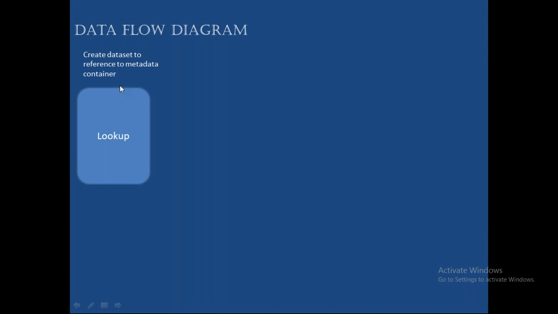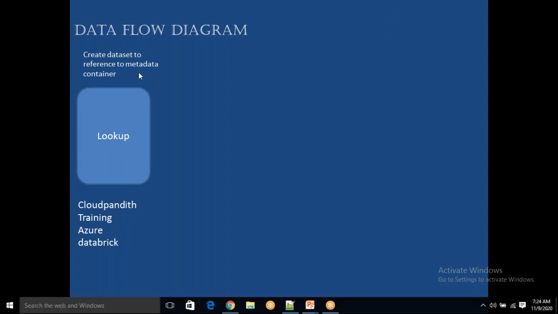Once I read that particular file, it will return these things: Cloud Pandit, training, Azure, Databricks. So these are the 4 container names. These are not some random words. These are the 4 containers I'm going to create. One container name is Cloud Pandit, another is training, another is Azure, another is Databricks. So likewise I will create 4 containers. Clear, friends? Now, can you tell me how many containers I will have in my storage in total? 1 is metadata, 4 are these. In total I will have 5 containers in my storage.